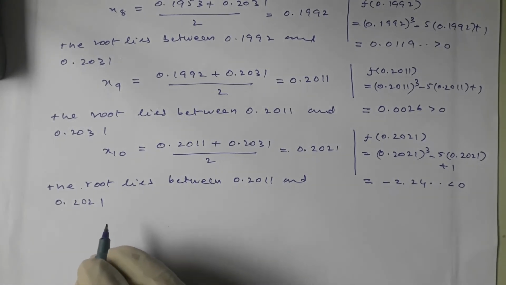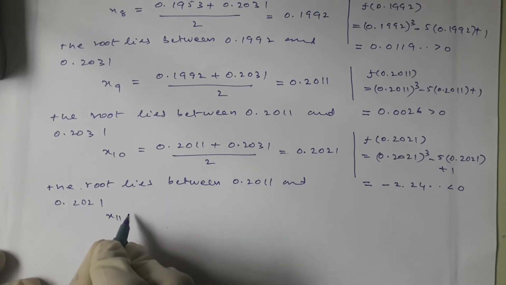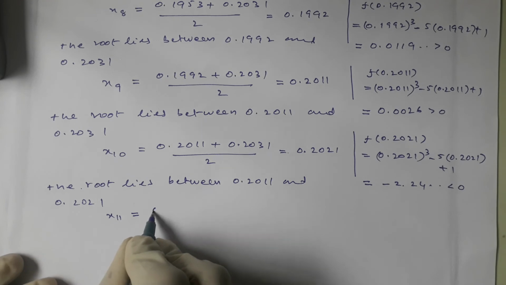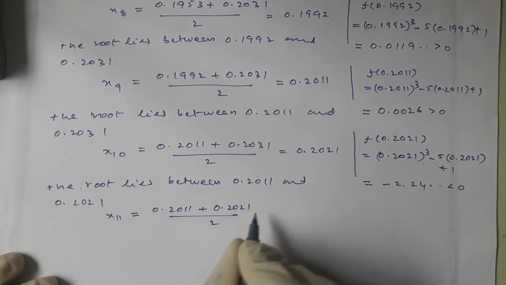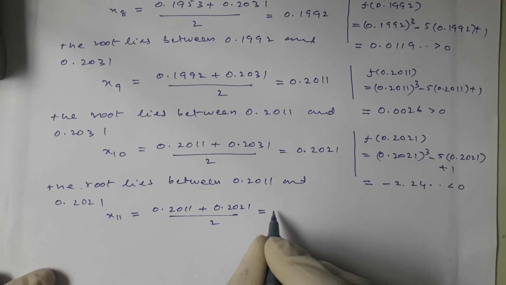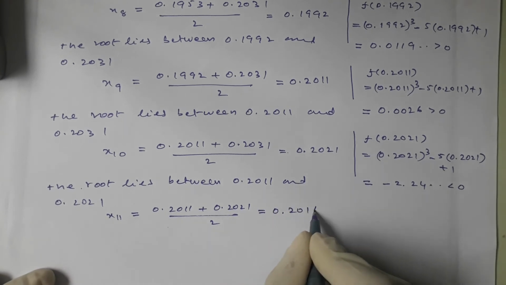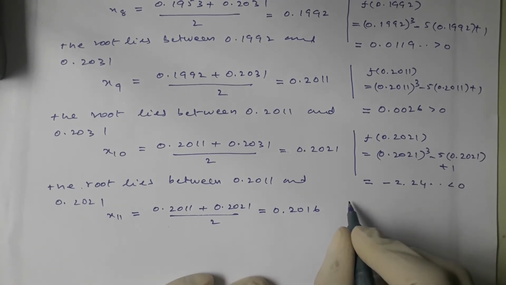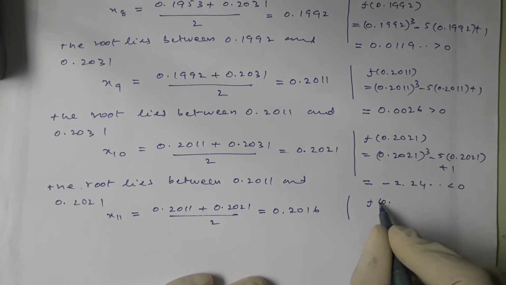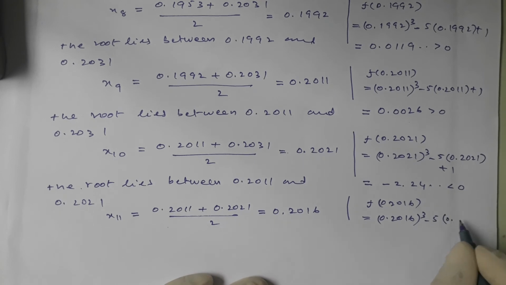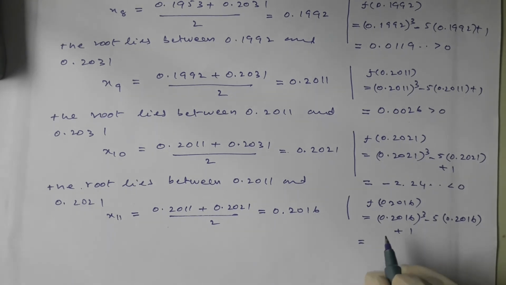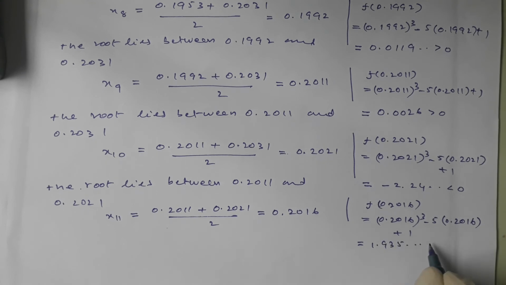Next, x11 is equal to 0.2011 plus 0.2021 divided by 2, which is equal to 0.2016, and its functional value is f of 0.2016, equal to 0.2016 whole cube minus 5 into 0.2016 plus 1, which is equal to 1.935. It is greater than 0.